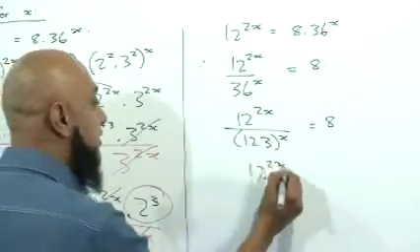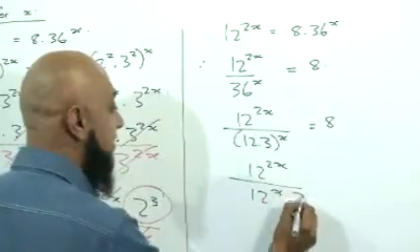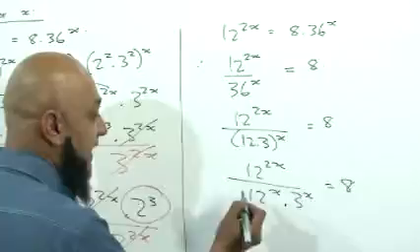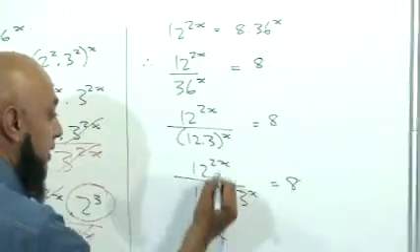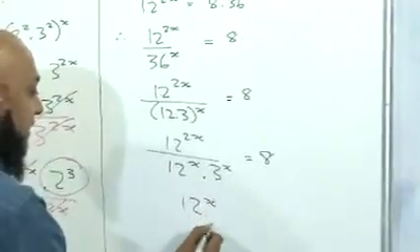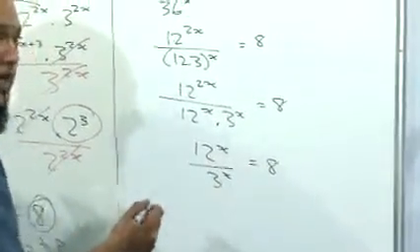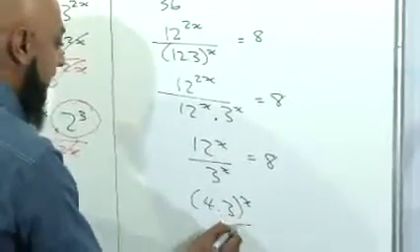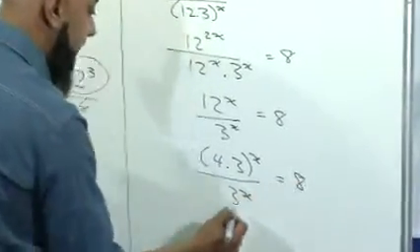So now what do I have? I've got 12 to the power 2x over 12 to the power x times 3 to the power x is equal to 8. Now 12 to the power 2x over 12 to the power x would be what? Would be 12 to the power 2x minus x, which is x, over 3 to the power x is equal to 8. Now the number 12 we know is 4 times 3. So 4 times 3 to the power x over 3 to the power x is equal to 8.